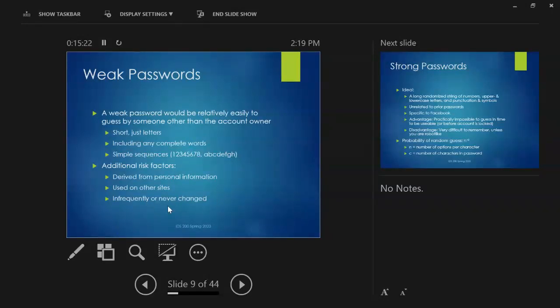Last, infrequently or never change. So a lot of times what happens with passwords is people who hack them, they're not really after you in particular.